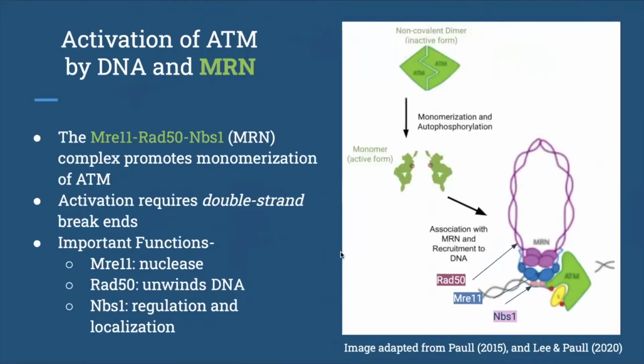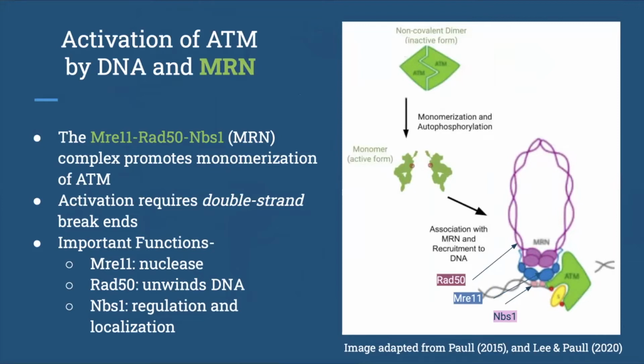The MRN complex is composed of three proteins: MRE11, RAD50, and NBS1. The MRE11 molecule has nuclease activity that enables the complex to cleave between DNA nucleotides. RAD50 is responsible for unwinding the DNA double helix, while NBS1 is utilized for nuclear localization and regulation of MRE11 and RAD50 activity. At the time of monomerization and activation from DNA damage, ATM autophosphorylates at serine 1981.